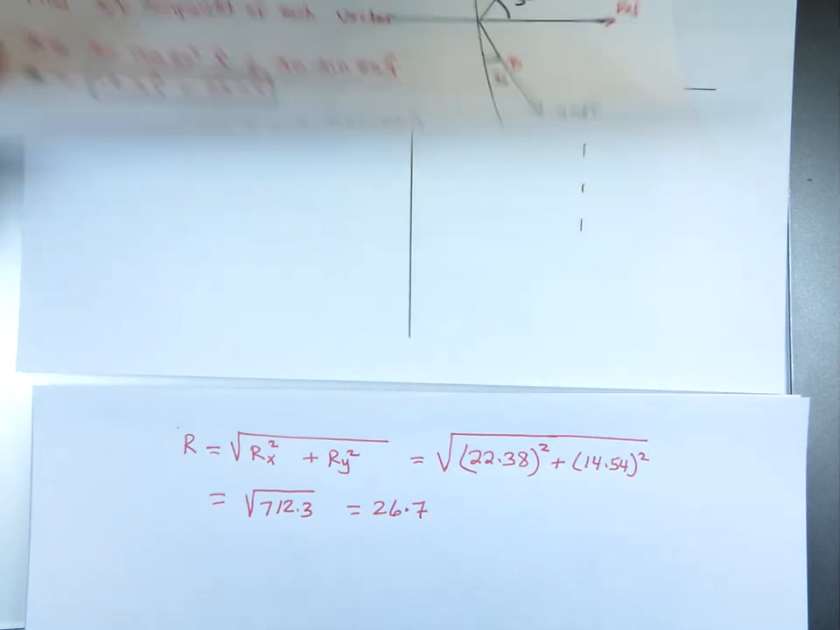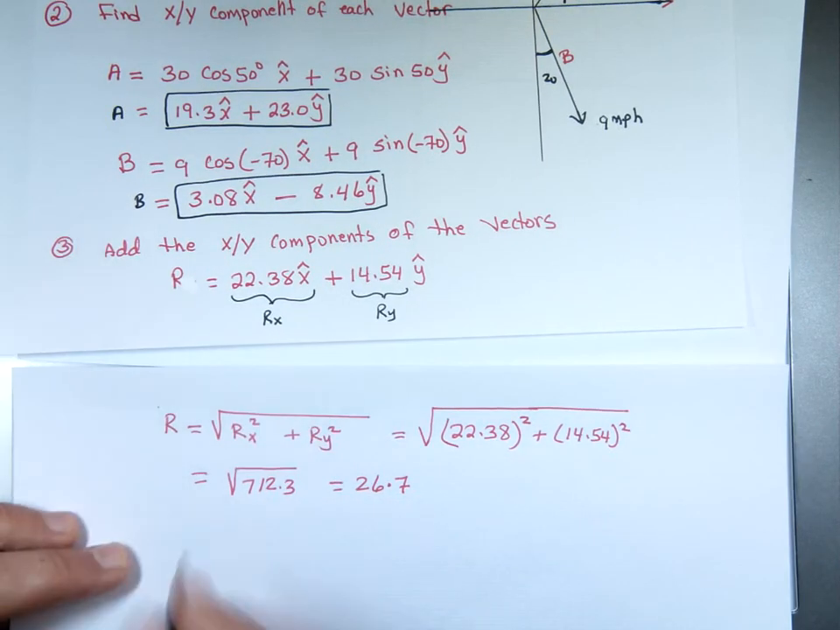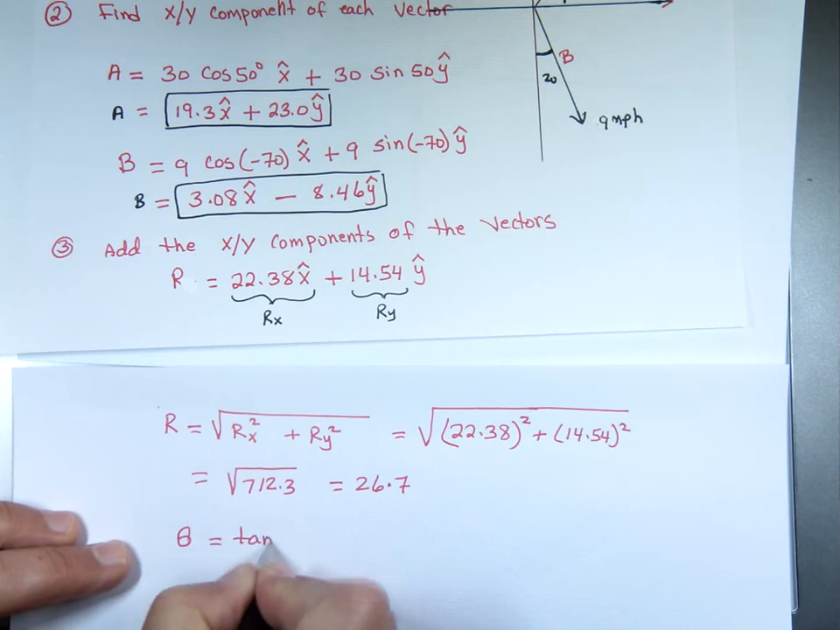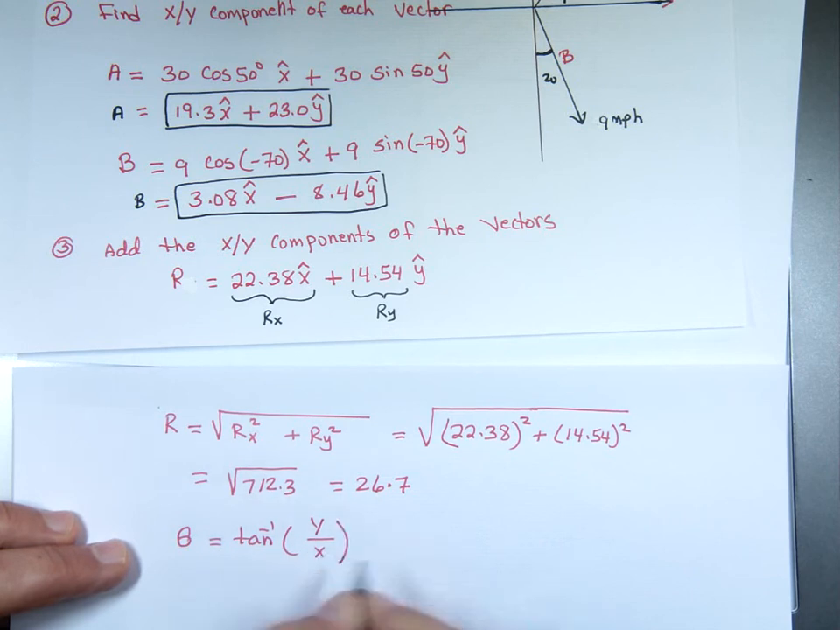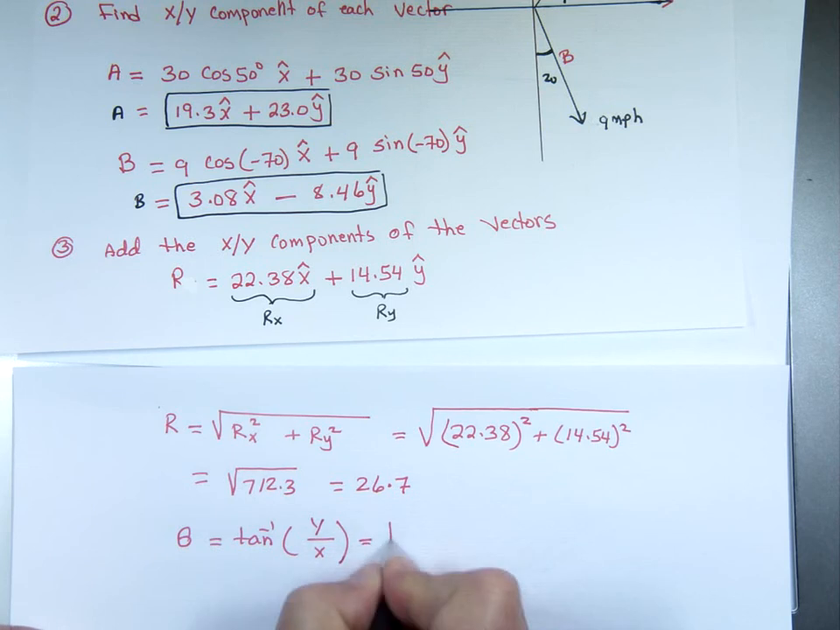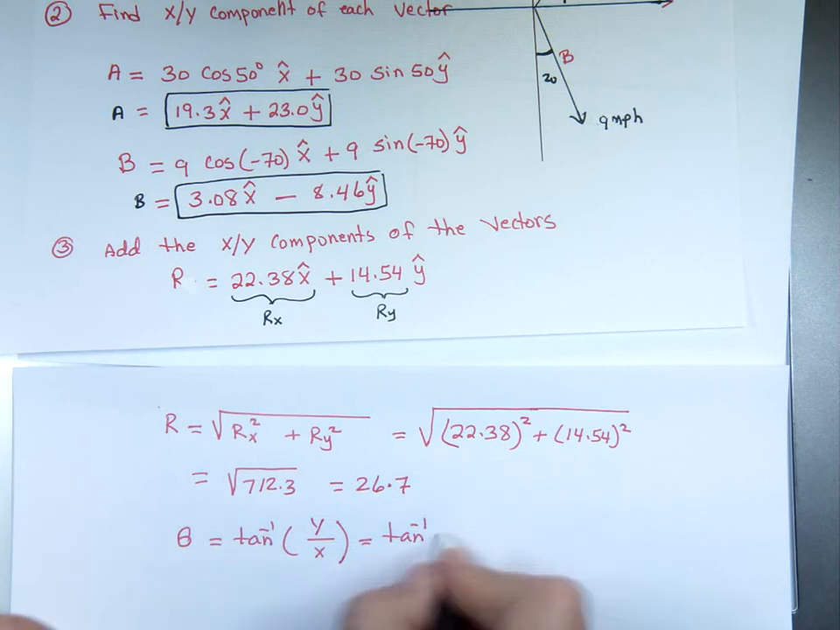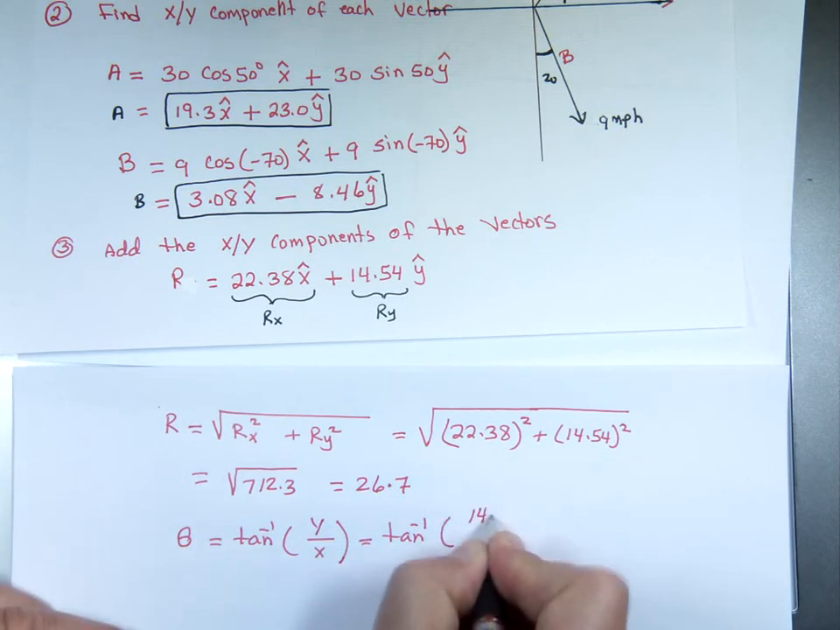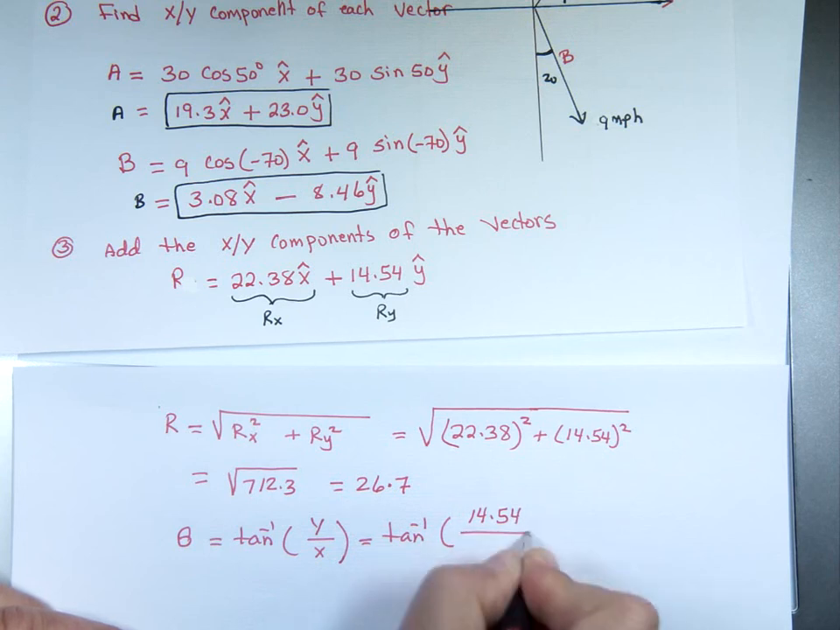Can I get theta? It is the inverse tangent of the y over x. So the inverse tangent. And what's the y value here equal to? 14.54. What's the x value? 22.38.